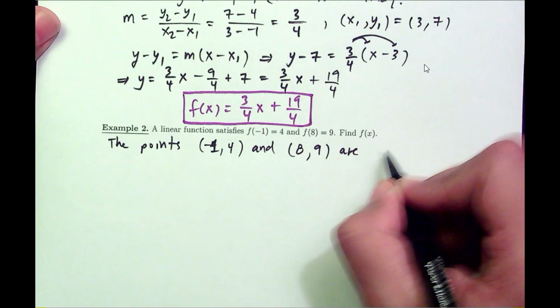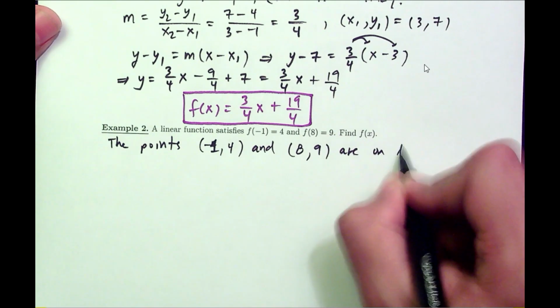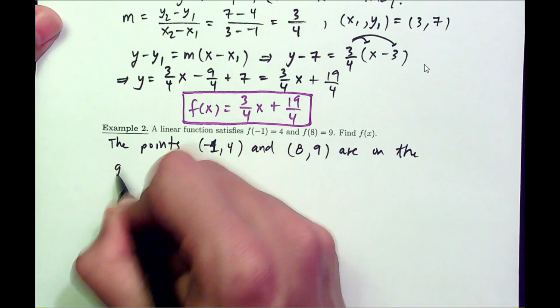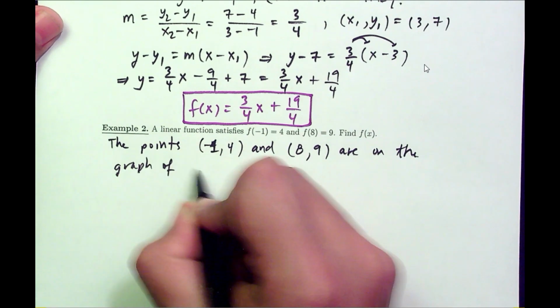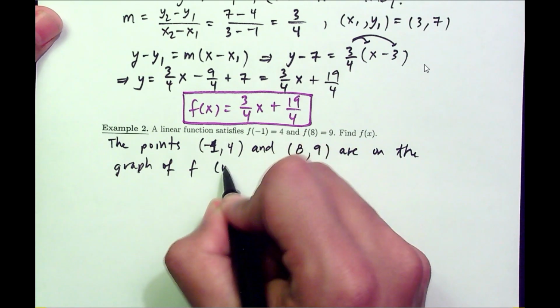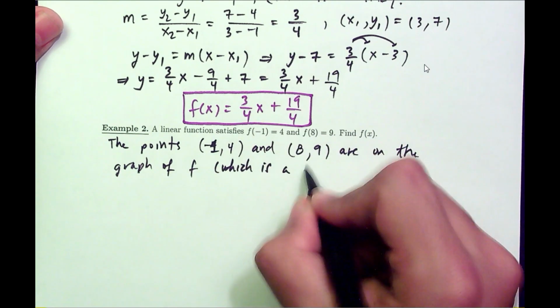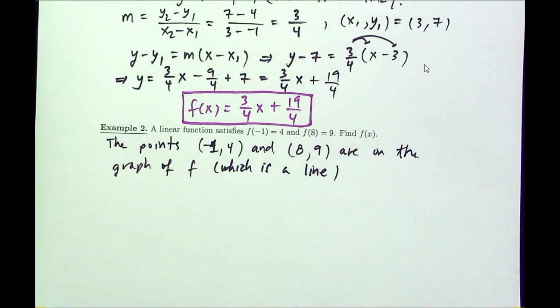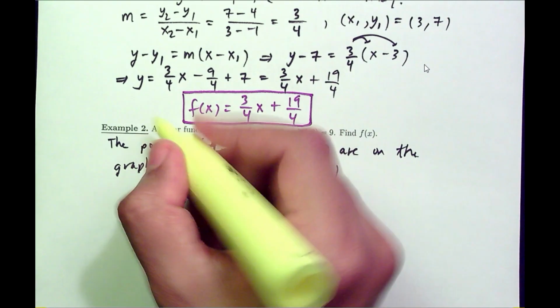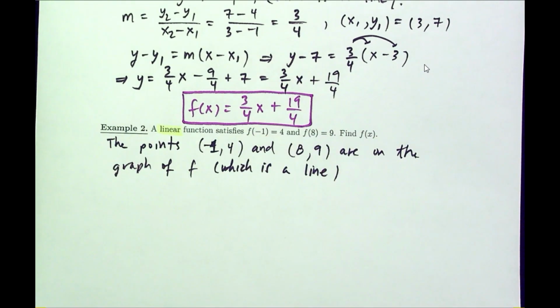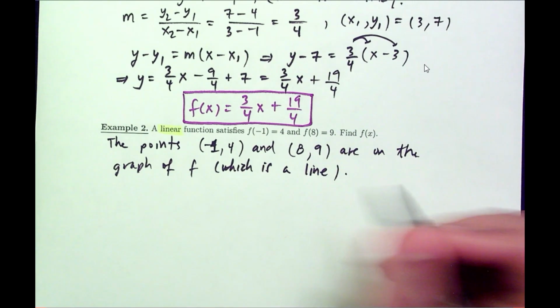are on the graph of f. Again, which is a line because they're telling me it's a line. If they didn't tell me that, I wouldn't know. It says right there, which is a line. Okay, so what we're gonna do is find the equation of this line.